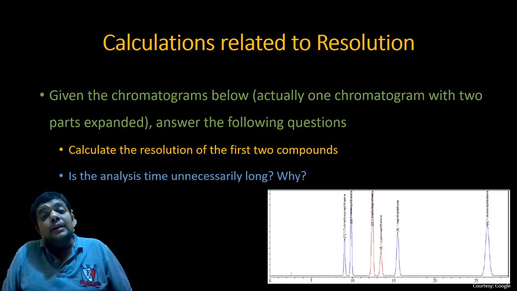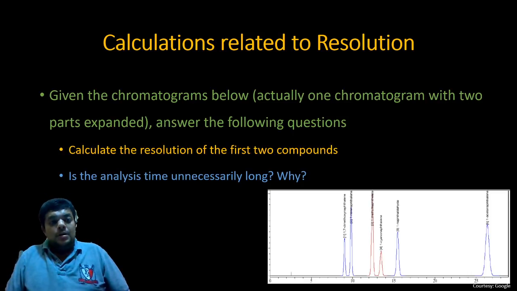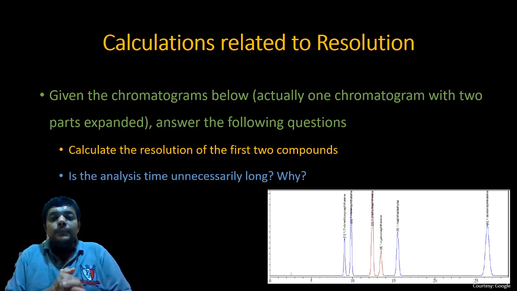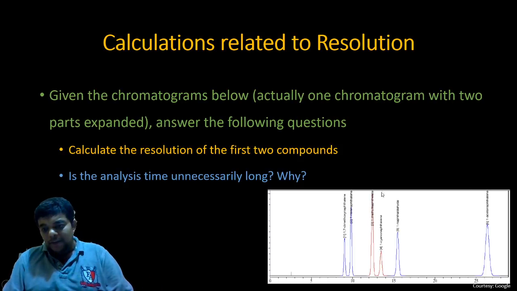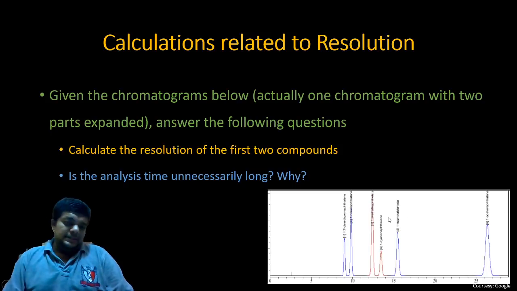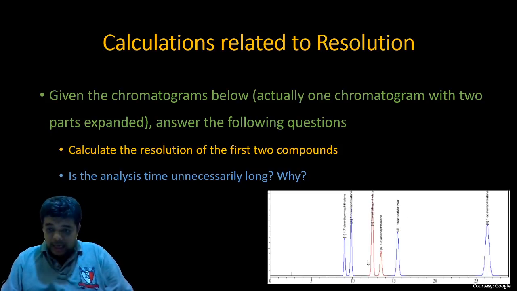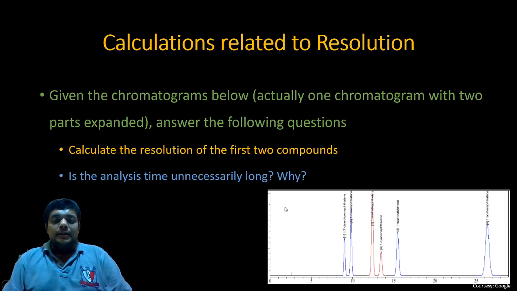Calculations related to resolution. Given the chromatogram below, actually one chromatogram with two parts expanded. Over here if you see, there are 6 different peaks. Calculate the resolution of the first 2 compounds, meaning I'll go for these 2. And is the analysis time unnecessarily long? If yes, why? Yes, it is long.